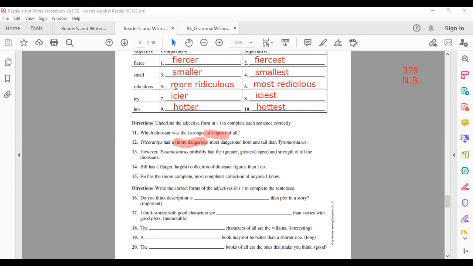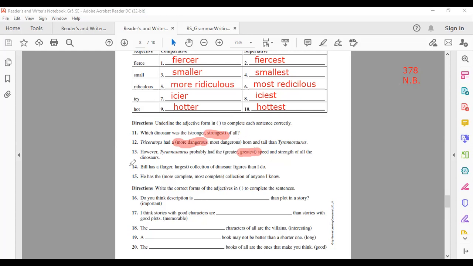Number 13, Tala. Had the most. Okay. However, Tyrannosaurus probably had the greatest speed and strength of all dinosaurs. Greatest. Excellent. It says of all dinosaurs, and also it's not between two. If you find the, which means that I am favoring one thing over the others, then right away with the, I have to put est.